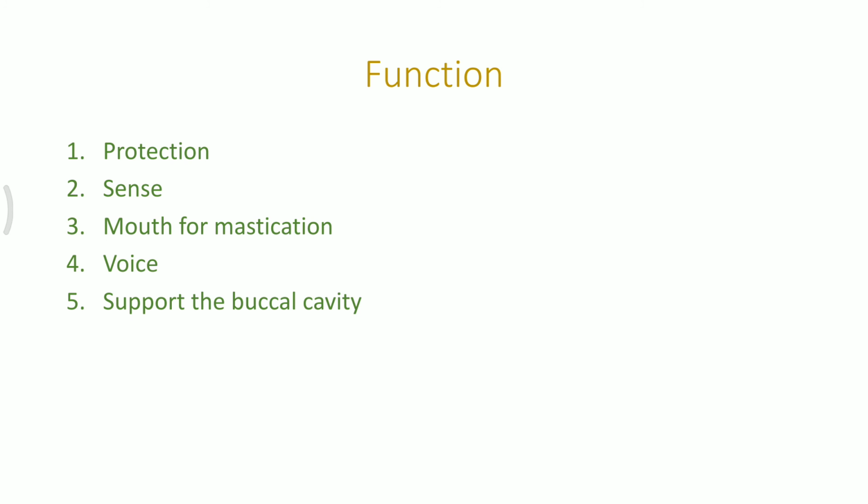Next is the mouth for mastication. The maxillae and zygomatic bones help in the mastication of food, and the process of eating is only done with the help of bones. The teeth are fitted in the sockets, and they are fitted there with the help of all these structures. So that way it is very important.